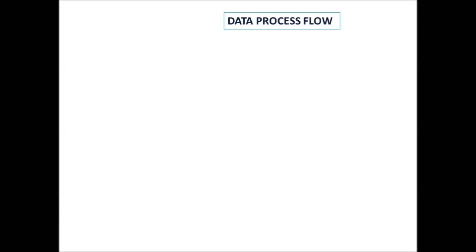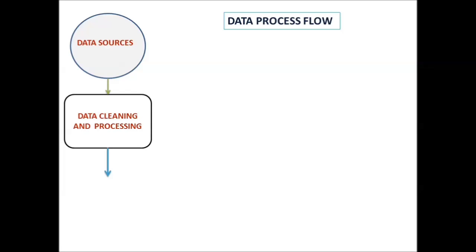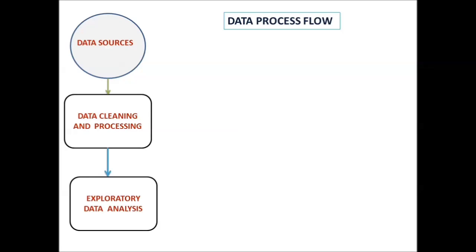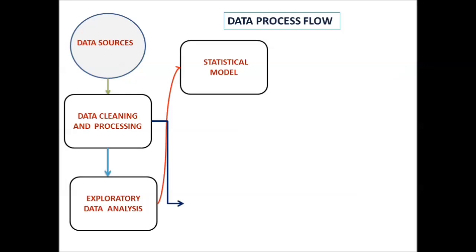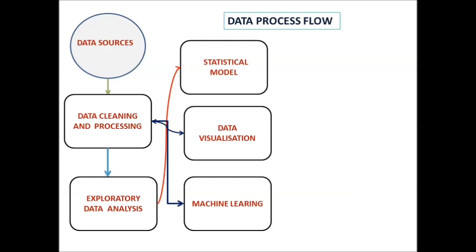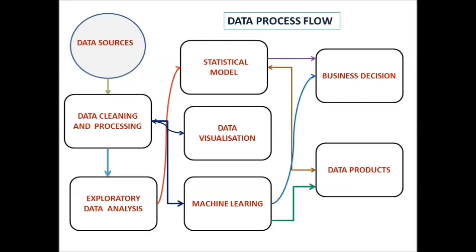Data process flow. Steps are: 1. Data is collected from data sources. 2. Data cleaning. 3. Exploratory data analysis or creating machine learning algorithms and statistical models. 4. Visualize the result and reports making. 5. Data products building or make business decisions.